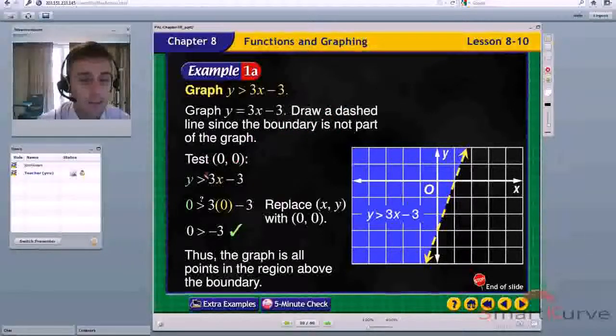Test 0, 0. y equals 3x minus 3. Is 0 greater than 3 times 0 minus 3? 0 is greater than negative 3. So replace x and y with 0, 0. Thus the graph is all points in the region above the boundary. We shade this region.